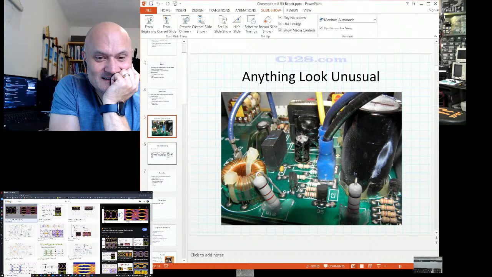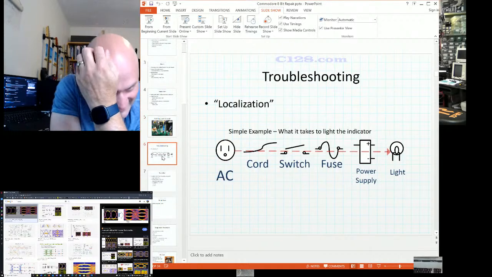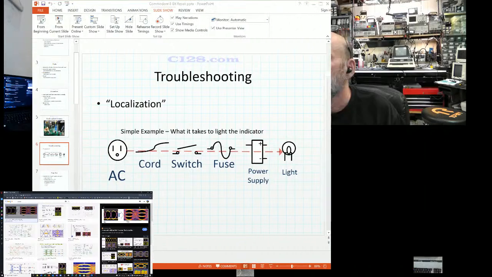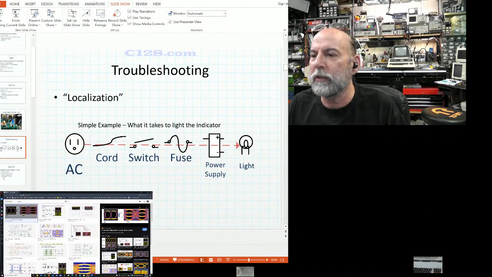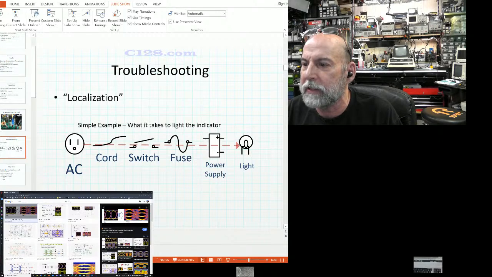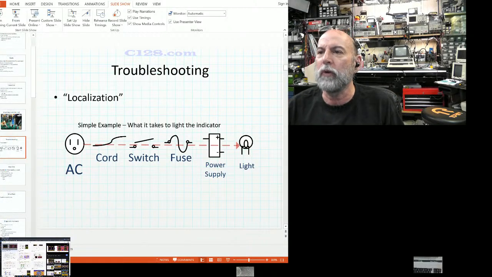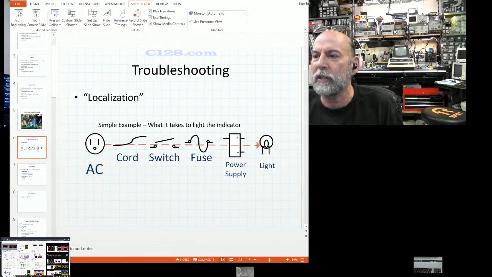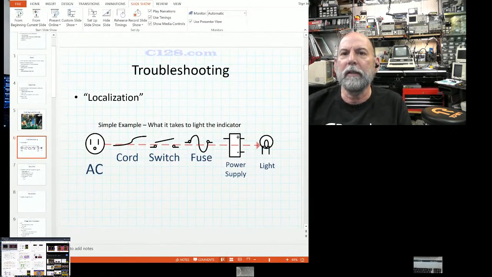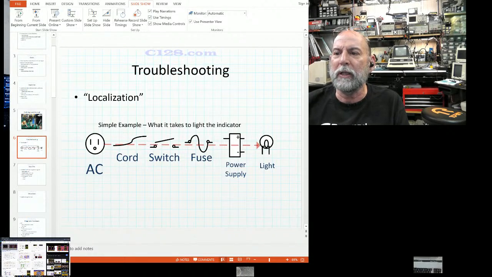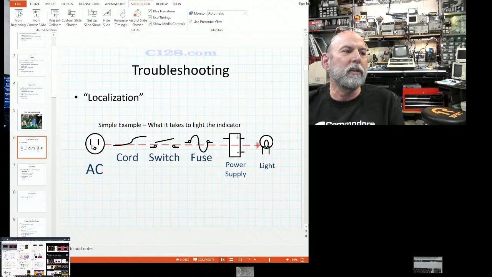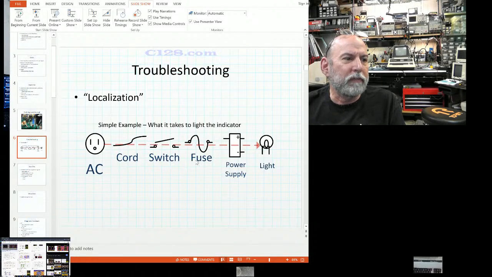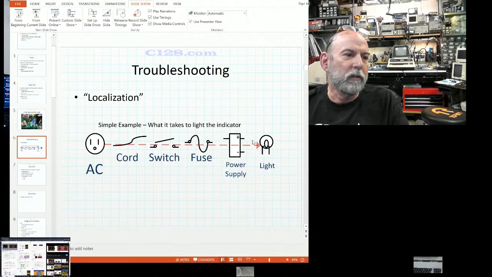Here's another technique, and I did this kind of by habit. Before I got radio teletype repair training in the service, one of the things they talked about was localization. For me, I know that there's an AC plug and a cord and a switch, but what they taught is that localization is figuring out where in this chain it's broken. Well, if it's broken around the fuse area, then let's start checking the fuse. We don't need to be checking the light if the circuit stops at the fuse.